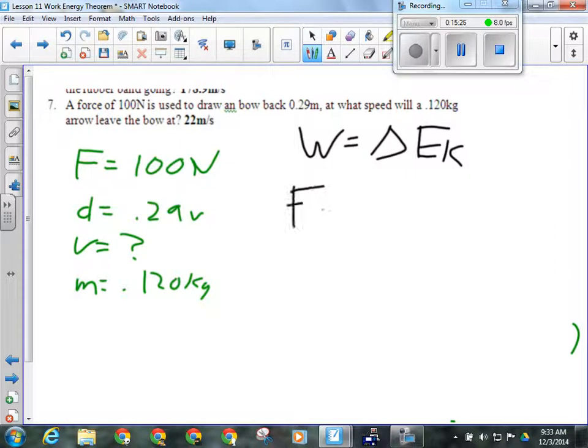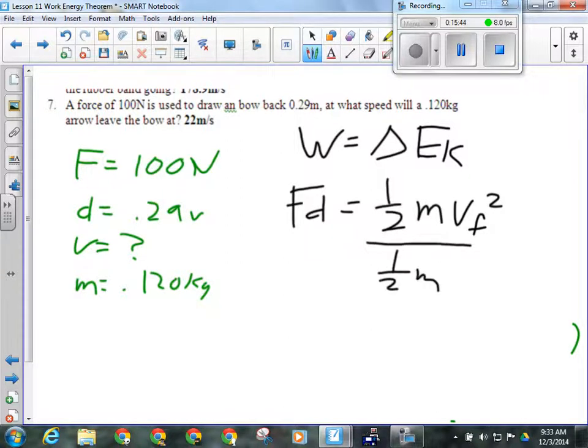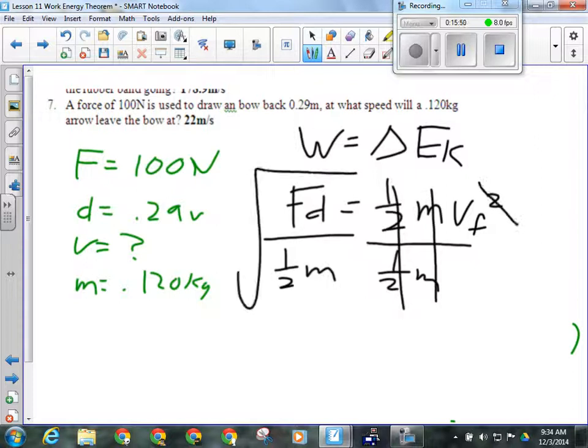Okay. So force times distance is going to equal the final kinetic energy of the arrow. Right? Because once the bow snaps, the bow won't have any more energy in it, and the arrow will be flying. So I'm solving for VF. So I want to divide both sides by half of m, and then square root.